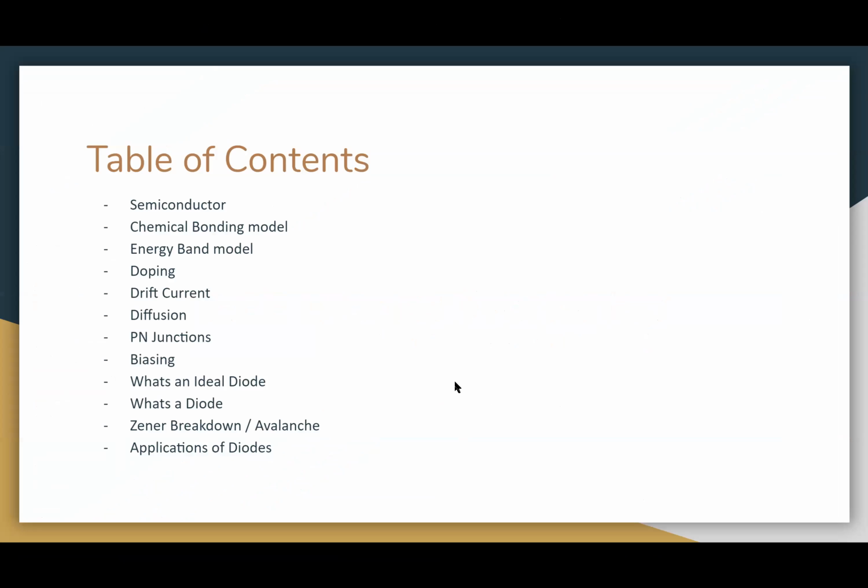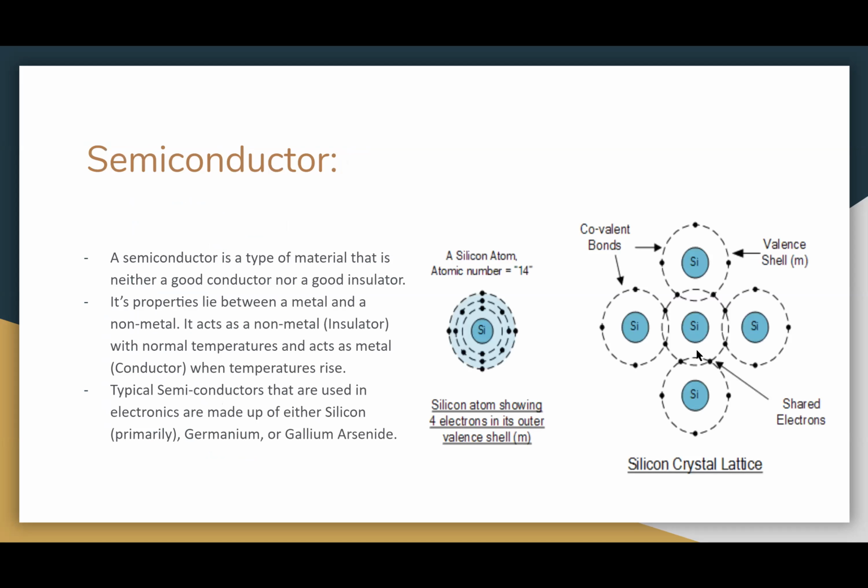All right. So the stuff we're gonna cover today is kind of the basics, but more at the theory level. We're gonna be covering semiconductors, the chemical bonding model, energy band model, doping, drift current, diffusion, PN junctions, biasing, what an ideal diode is, what a real diode is, Zener breakdown and avalanching, and some of the applications that diodes are used in.